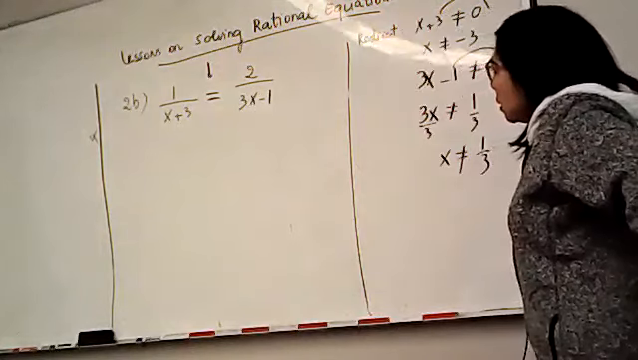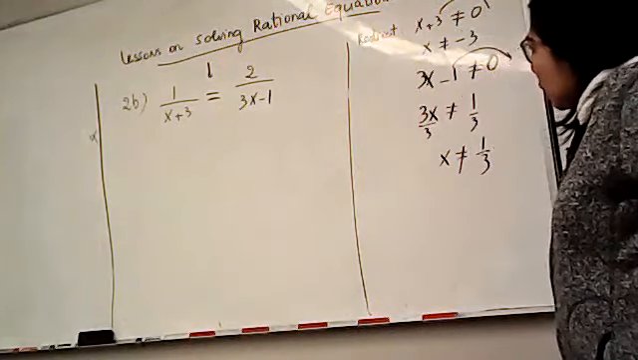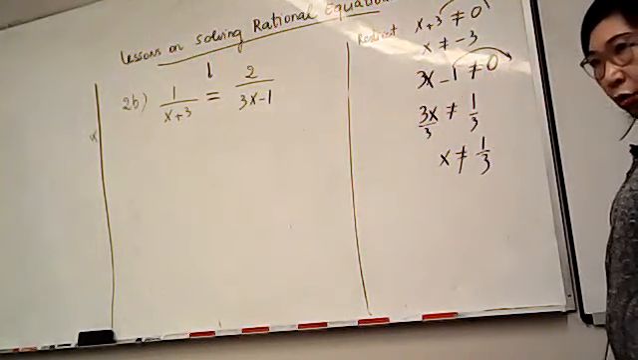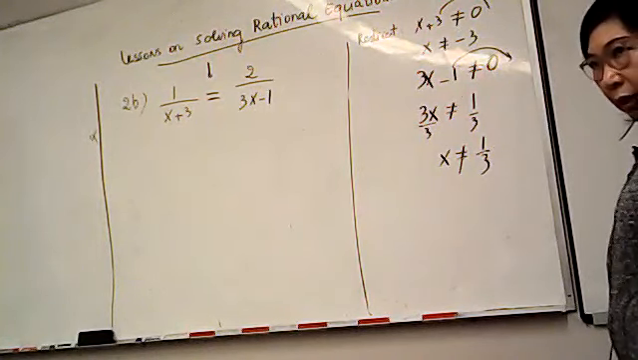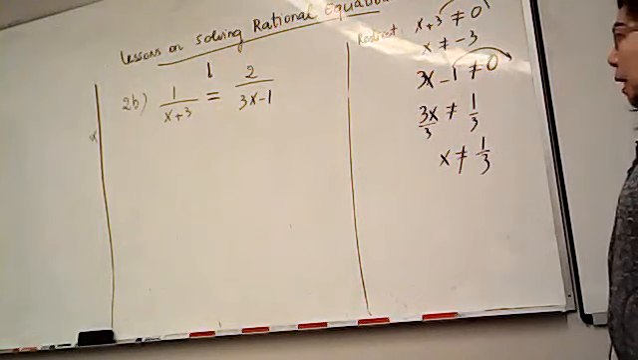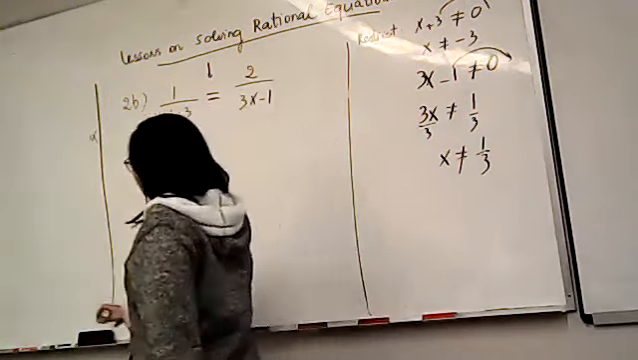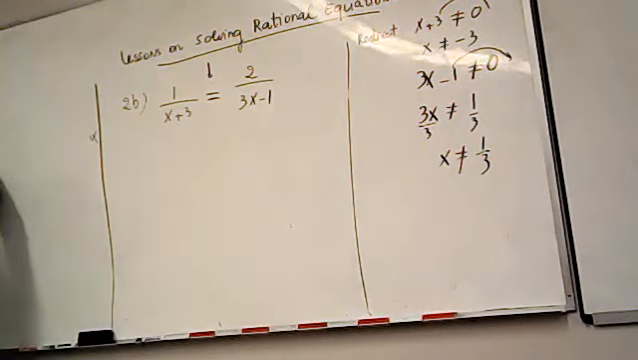Now there are two ways of doing it. You can do common denominator again, but there's another short way you can do. Let me tell you. Let's say if the number here is 5/3.